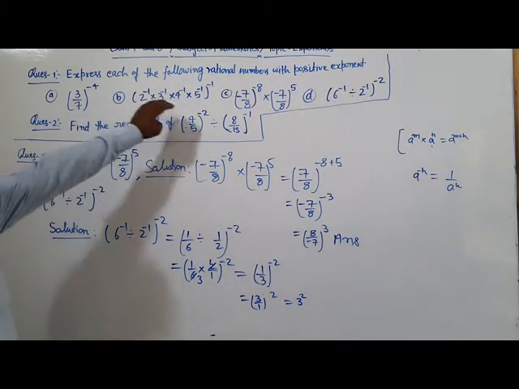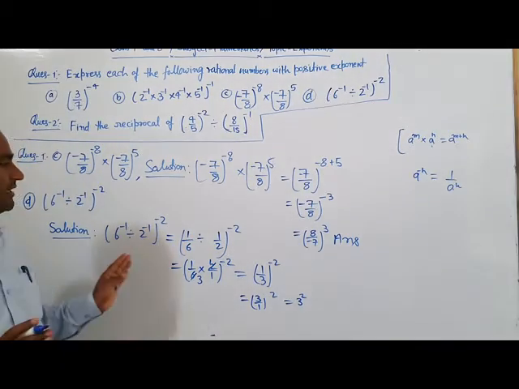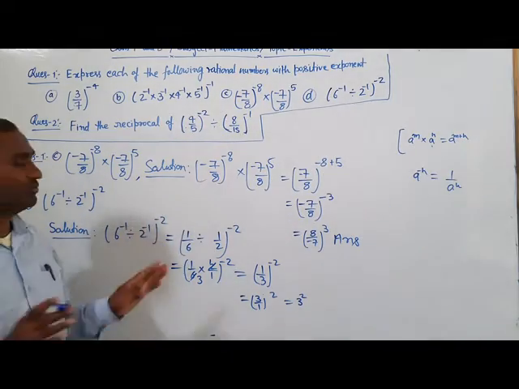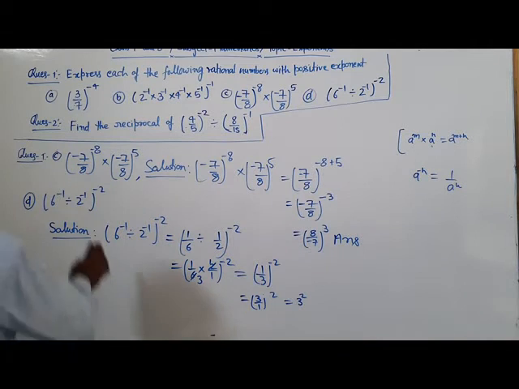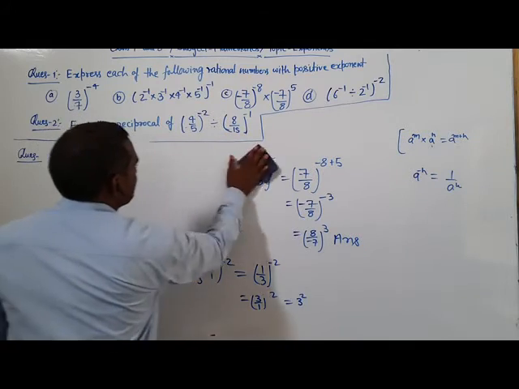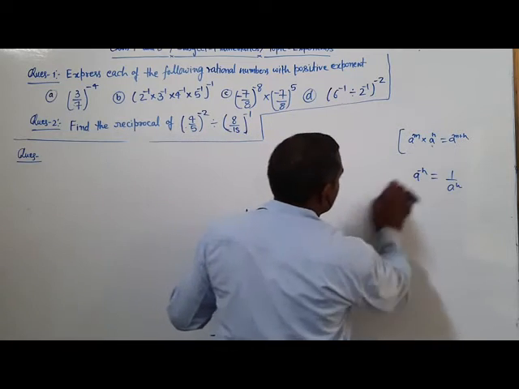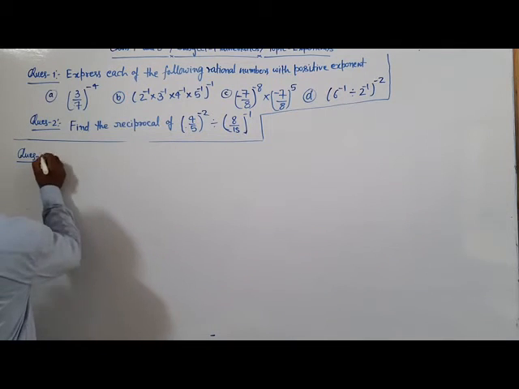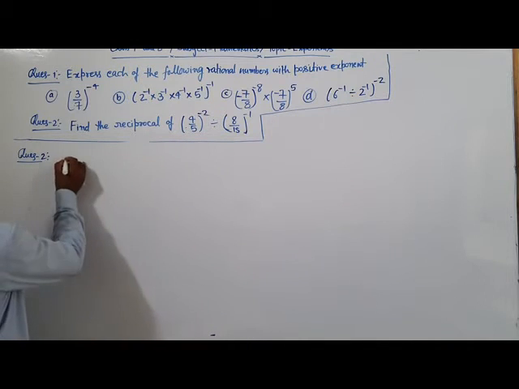Now this type of question you can solve from your exercise book, and I think you will be able to solve this type of question because I have told you this simply. Now we start question number two. Find the reciprocal of (4/5)^-2 divided by (8/15)^-1. Solution.